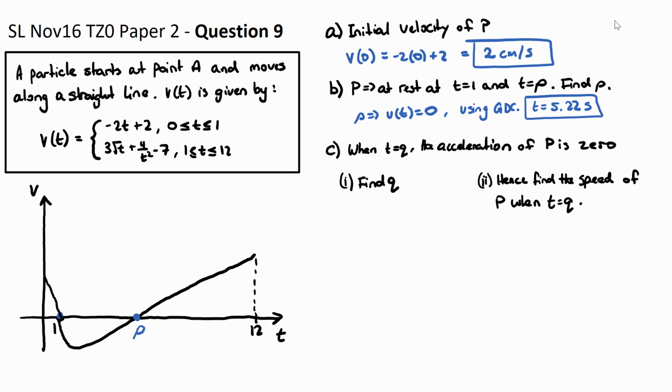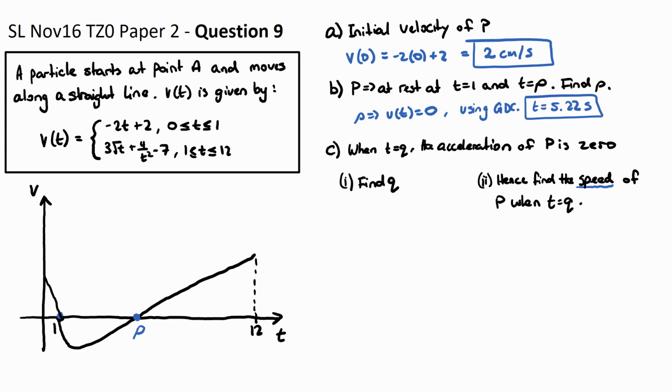Part C. So when t is equal to q, the acceleration of our particle p is 0. Now there's two parts. We want to find the value of q, and we hence want to find the speed. It's very important. This is a word we haven't seen much in past exams. It's speed, not velocity. So the speed of p when t equals q.